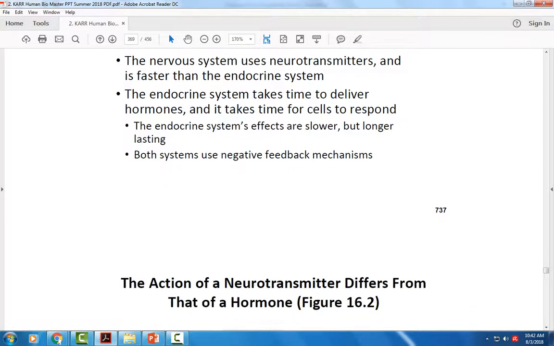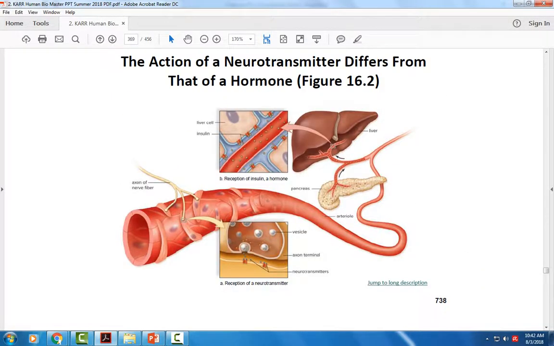So here is kind of an example of how a neurotransmitter works. Remember, we have neurotransmitters that are released from vesicles in the axon terminal, and it enters into the synaptic cleft, binds to a cell receptor here for acetylcholine, and in this case, let's say it's acetylcholine, and then sodium enters in and that cell is stimulated. So that is an example of how the nervous system works.